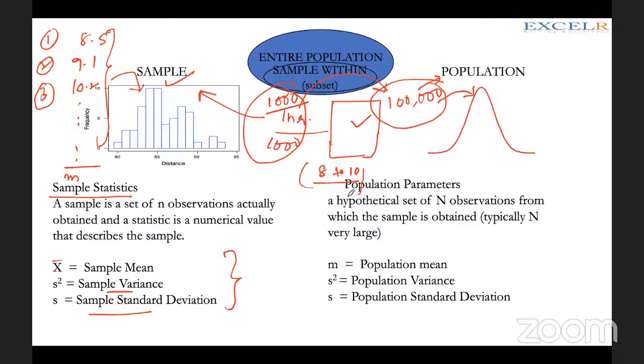And when it comes to the population, we call them parameters. We'll see why we call these parameters. Here we have the population mean, mu, the population variance, sigma square, and the population standard deviation, sigma. These are Greek letters. For the sample, we use English letters: X bar, S square, and S. And for the population, we use Greek letters.